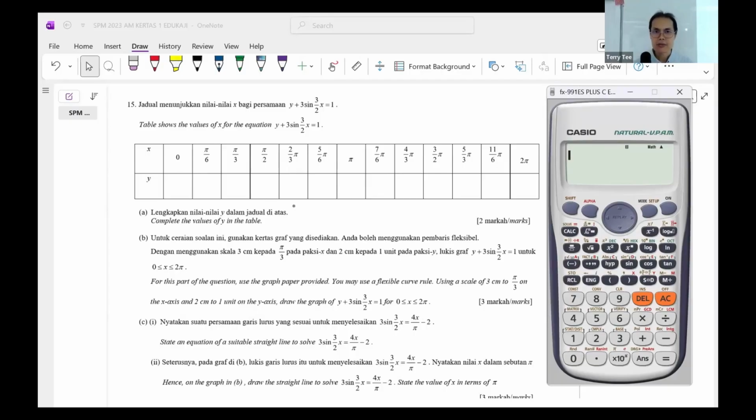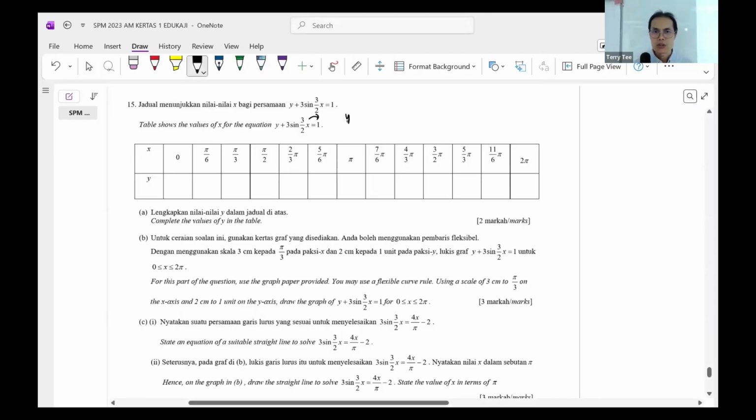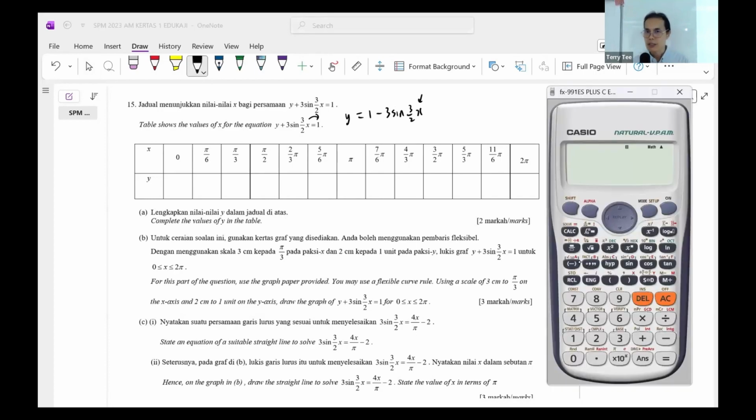You're given the x value, find the y value. So I need to complete the table to find the y value. So what I'll do is I transfer this to the right. Your y is 1 minus 3 sin(3/2 x). So you can sub in your x value inside here to find your y. Now, the thing is, we can use your calculator in what mode? Radian mode, to make it easier. Everybody, shift menu, degree radian, choose 4 for radian.